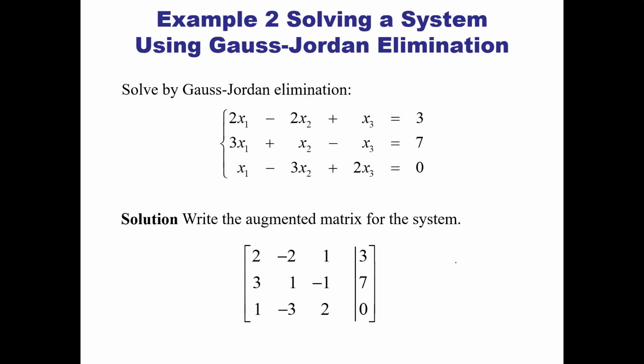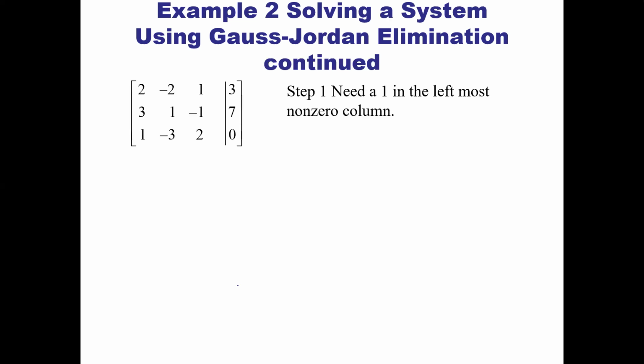Now, again, our ideal goal is 1, 1, 1 along the diagonal, and zeros in those other places above and below. First things first, I'm probably going to swap row 1 and row 3. That's what they do too. And so we do that and we're good.